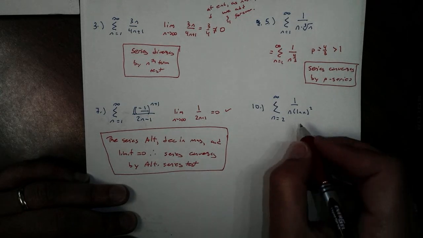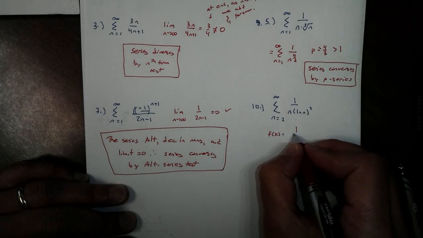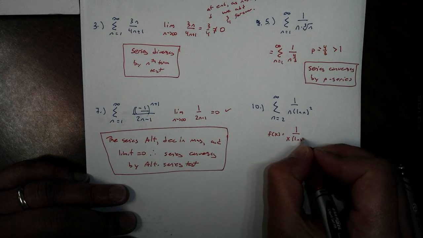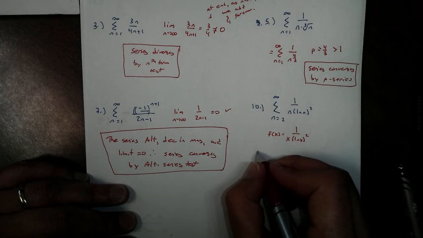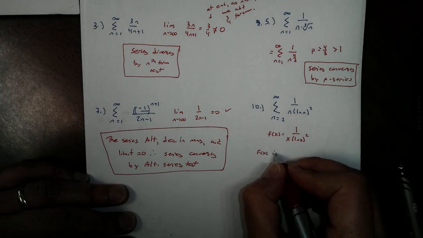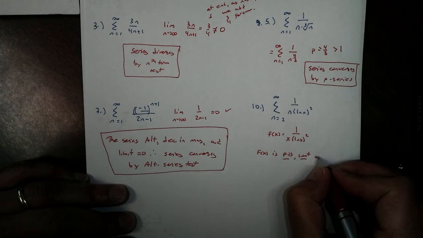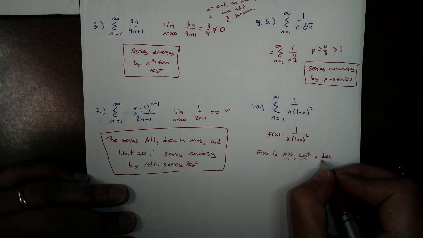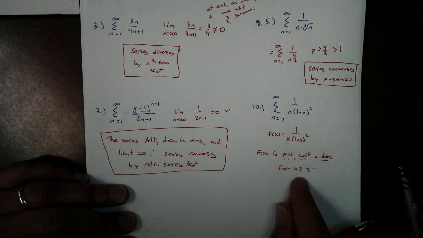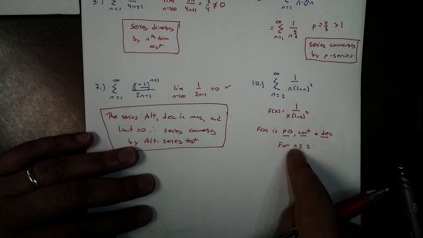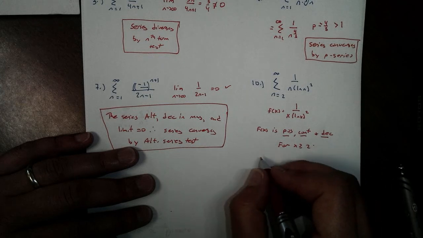It's pretty ugly. So the first thing I'm going to do is write my function in terms of x. That becomes 1 over x times the natural log of x squared. Pretty easy to do. So we will say the function f of x is positive, continuous, and decreasing in value, for all x greater than or equal to 2. If you leave this part off, they're pretty okay with that, because that's our domain anyways. So now what we do is we just take the integral.